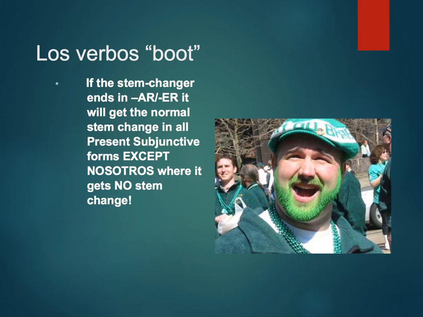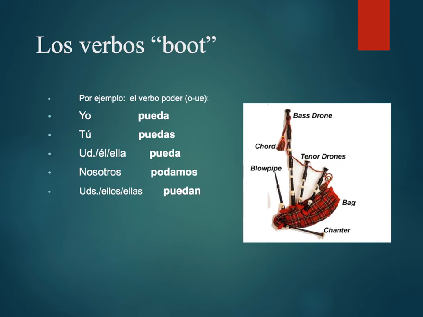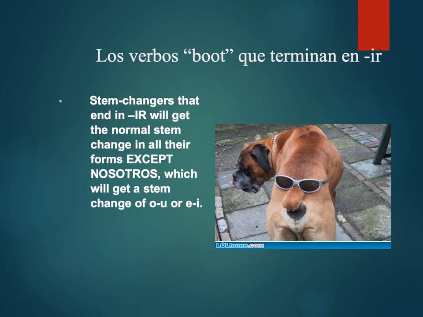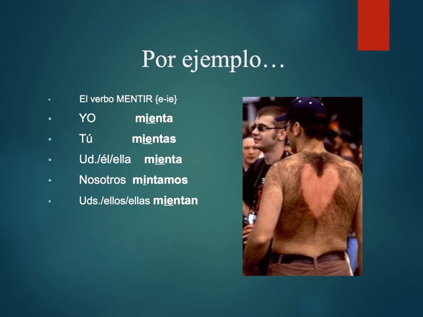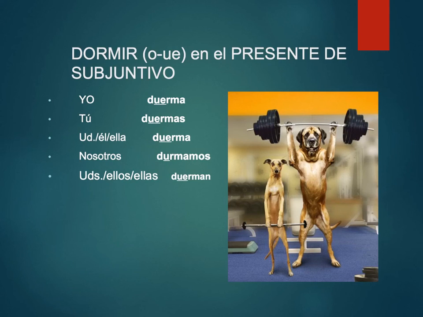Okay, boot verbs. If it's a stem changer that ends in AR or ER, it'll get a normal stem change in all present subjunctive forms, but nosotros gets nothing. Again, it's a boot verb. So poder: pueda, puedas, pueda, podamos, nothing with nosotros, and then puedan. However, if it's an IR stem changer, it gets the normal stem change, but in nosotros it'll get a stem change too. It's just going to be O to U or E to I. So here we go. Mentir: mienta, mientas, mienta, mintamos, mientan. With nosotros, it's E to I. So you get something, it's just not what you would expect. Dormir: duerma, duermas, duerma, durmamos, duerman.